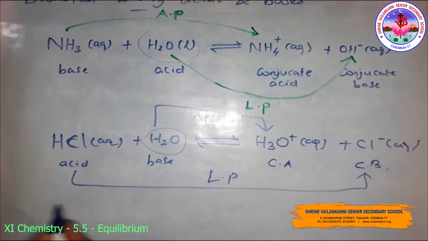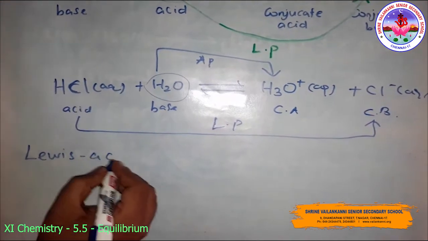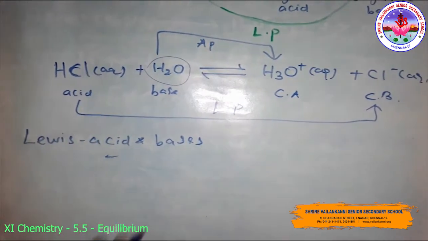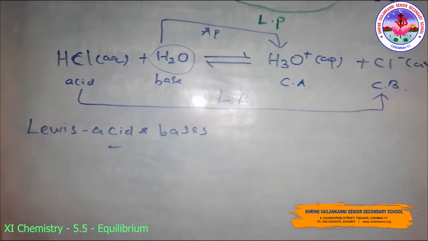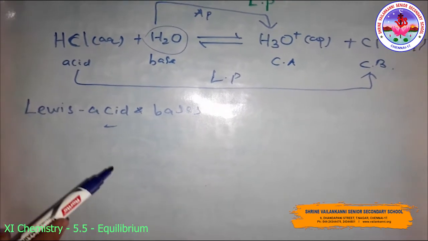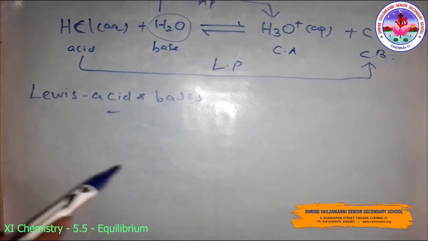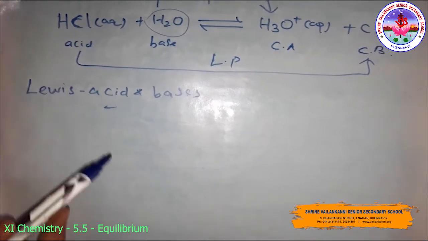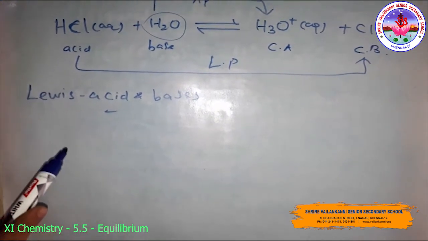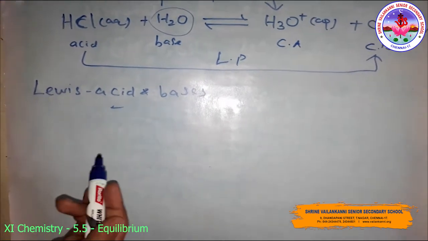Then, Lewis acids and bases. Here, an acid is a species which accepts an electron pair, and a base donates an electron pair. As far as bases are concerned, there is not much difference between the Bronsted-Lowry and Lewis concepts, as the base provides a lone pair of electrons in both cases.